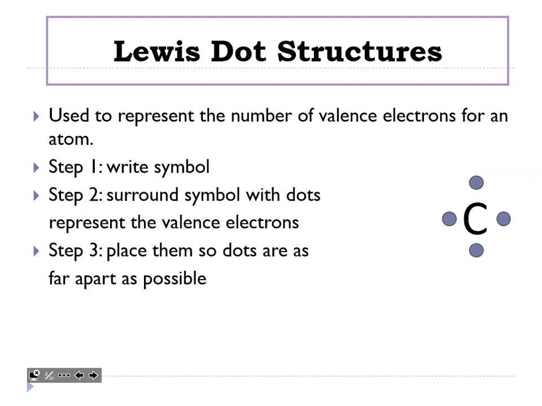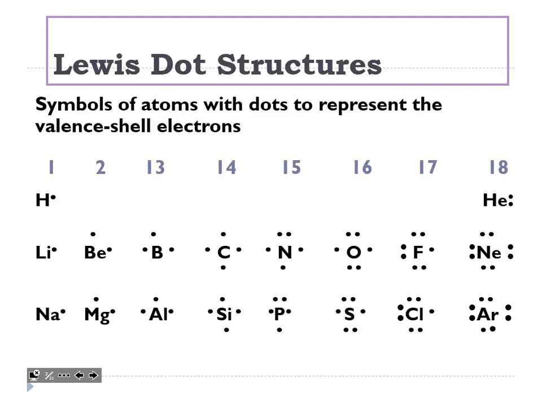Now, Lewis dot structures. Used to represent the number of valence electrons. First, you write your symbol, like so. Example, carbon over here. Want to make sure everybody's writing them correctly too, so that you're going to be able to get the correct answers. Surround the symbol with the dots that represent the valence electrons. If we look at carbon, how many valence electrons does carbon have? What group is it in? It's 14 or 4A, so it's going to have 4. So we're going to put 4 dots and place them around the element, 1 on each side, like so.